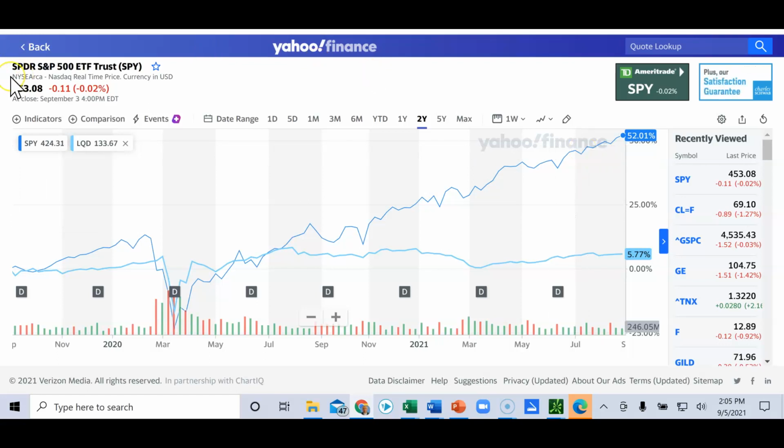So hopefully this is helpful as you're looking at this particular week, which is the stocks, and as you're looking forward to the next week, which is the bonds.